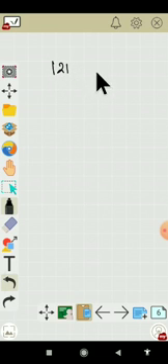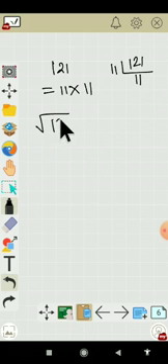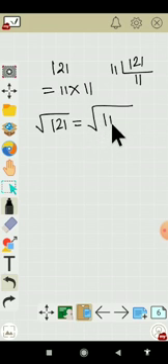121. So this one, if you factorize, 11 11s are 121, 11 into 11. So square root of 121 will be 11. So one pair, from the pair we have chosen only one. So this way we have to solve all the square roots of given numbers.